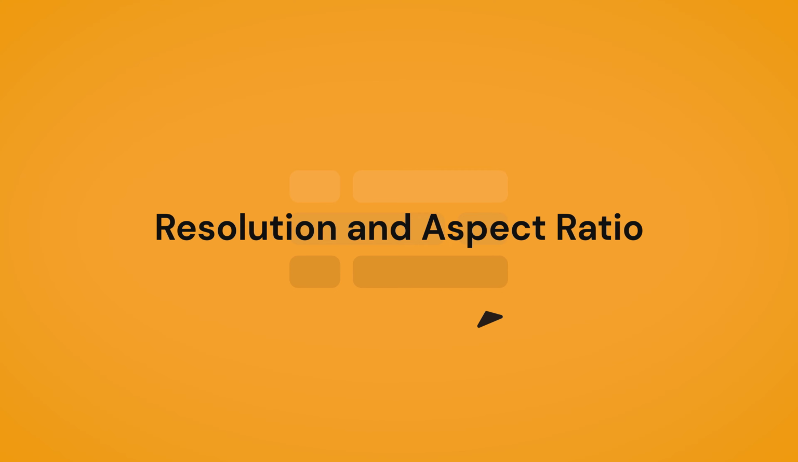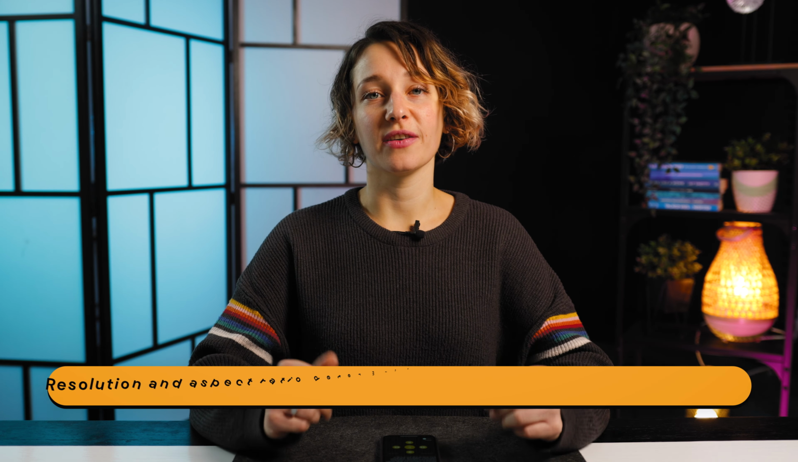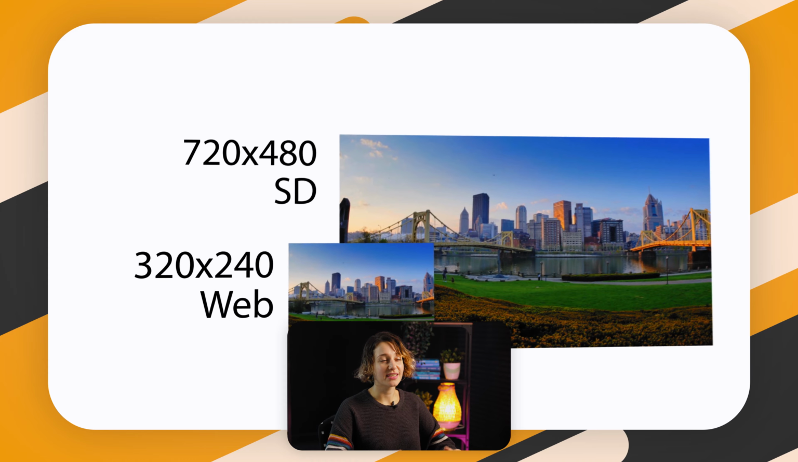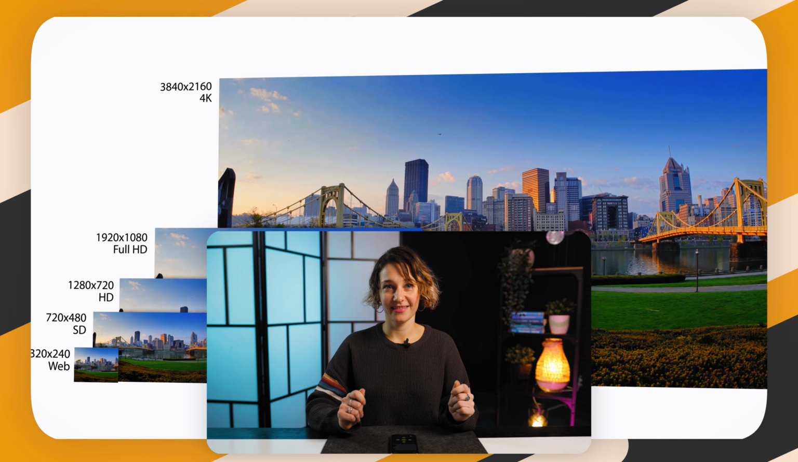Resolution and aspect ratio. Resolution and aspect ratio are crucial factors that determine the clarity and composition of an image. Resolution refers to the number of pixels in an image, affecting its sharpness and detail. Modern cameras boast impressive resolutions, measured in megapixels, ranging from entry-level cameras with around 12 megapixels to professional-grade cameras surpassing 50 megapixels. More megapixels means more details, which comes in handy in landscape photography, for example.